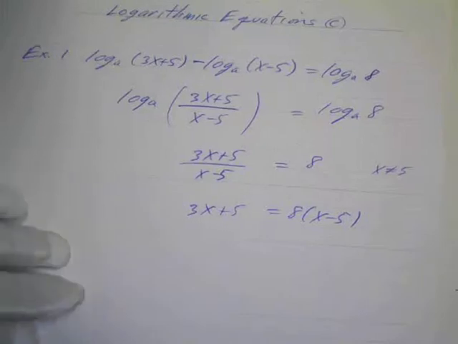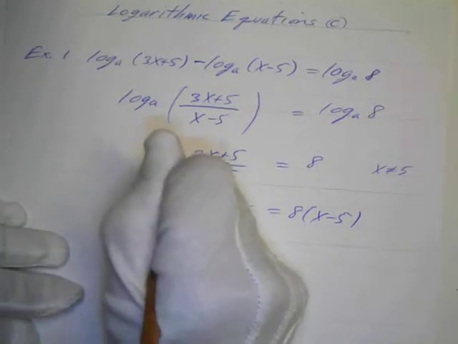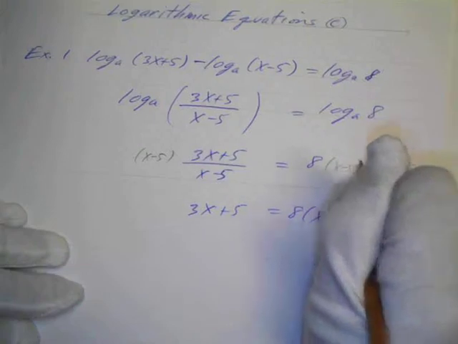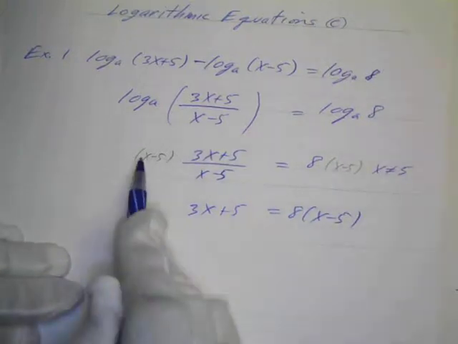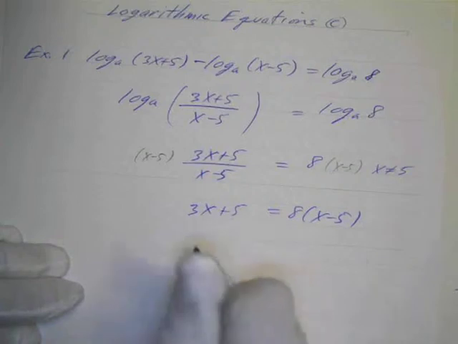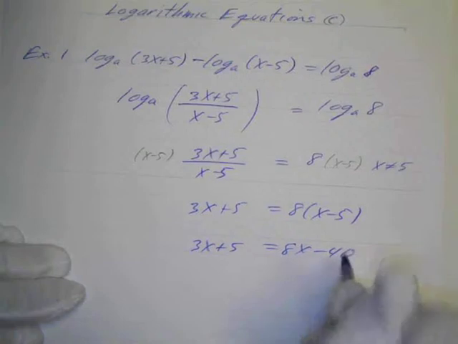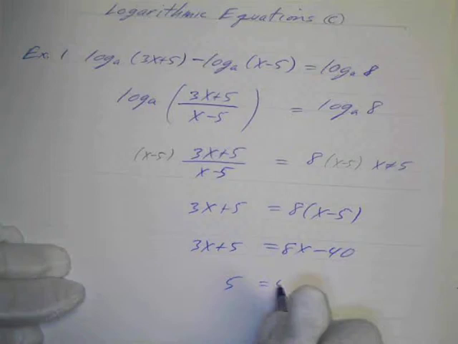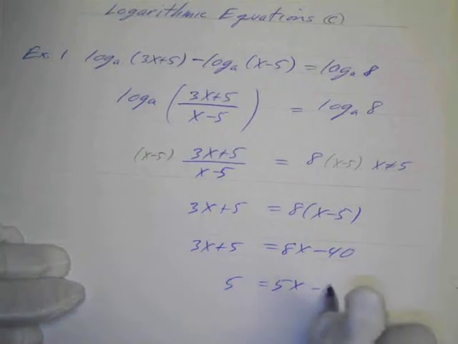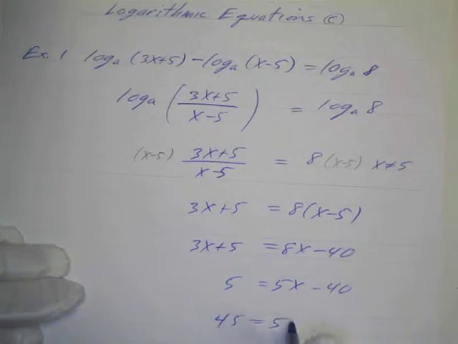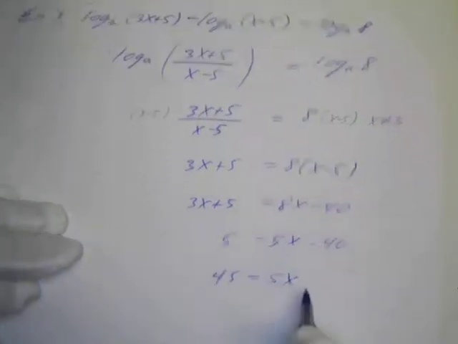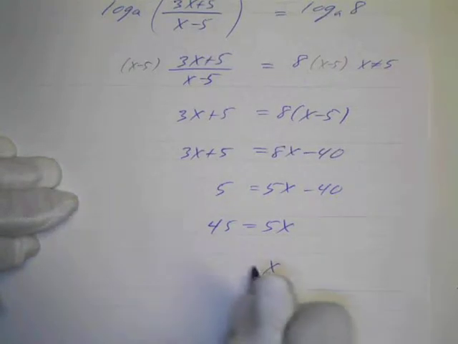If you need to see that, I can write it over here. x minus 5 on the left and x minus 5 on the right. And x minus 5 over x minus 5 is 1. Then I can distribute, and I've got 3x plus 5 equals 8x minus 40. I can subtract 3x from both sides. So I have 5 equals 5x minus 40. Then I can add 40 to both sides. So I have 45 equals 5x. And then I can divide both sides by 5. And x equals 9, because 5 goes into 45 nine times.